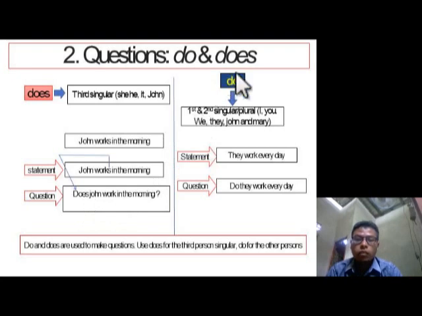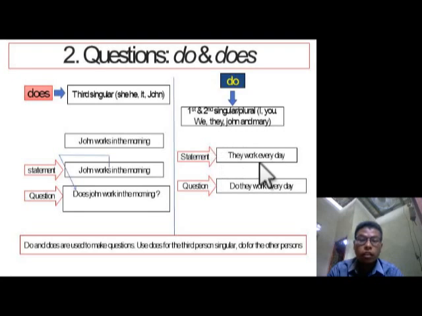Sementara untuk do, digunakan untuk menanyakan subjek selain dari third singular subject or third singular person, ya. Jadi bisa I, you, we, they, misalnya John and Mary, ya, sebagai plural subjects of the sentence. Now let's see the example here.